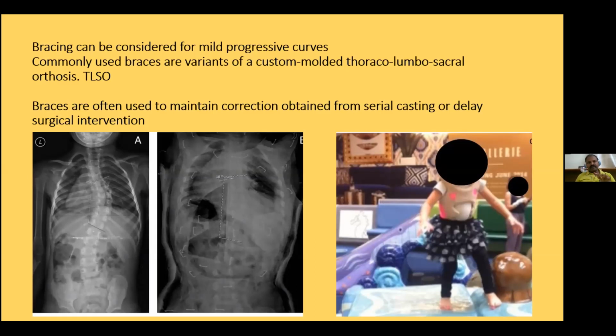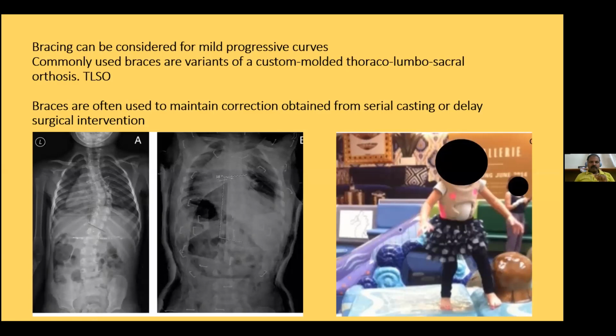Braces are often used to maintain correction sometimes, or to delay the surgical intervention. Sometimes you have to brace. So this is one such patient who had casting. If you see here, there's about a 40-degree curve which has come down to 18 degrees. The child will be happy with the cast on. There's a cutout for the abdomen, and that's the technique which was shown by Min Mehta.